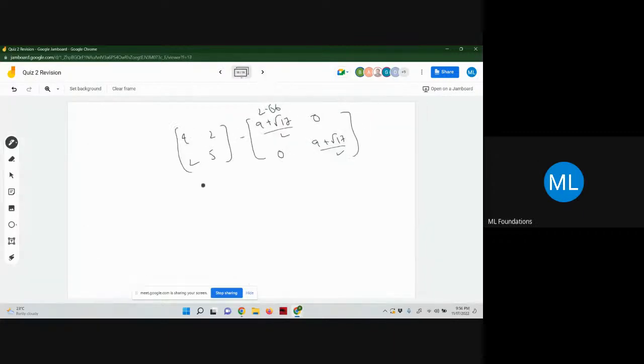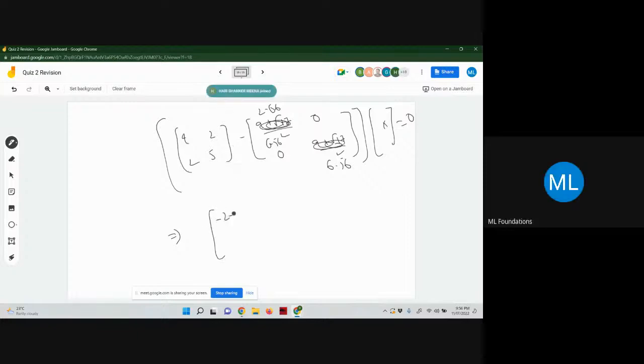So let me just substitute this as 6.56. So sir, one is 1.56 and one is 6.56. Okay, sir, you are right, lambda. So here you are going to get 4 minus 6.56, 2, 2, and 5 minus 6.56, multiplied by x1, x2. It should be equal to 0, right?